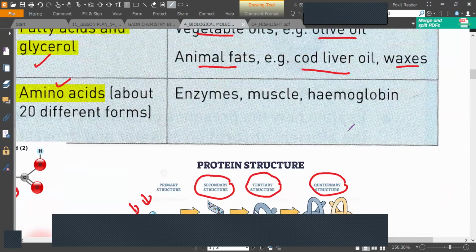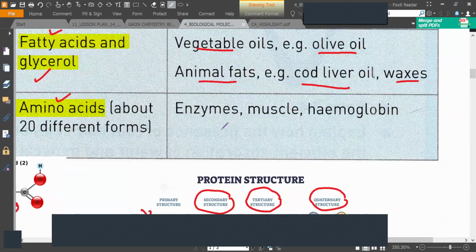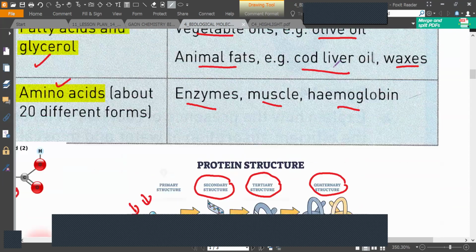Examples of proteins are enzymes, muscle, hemoglobin. So these are all proteins. Okay, next.